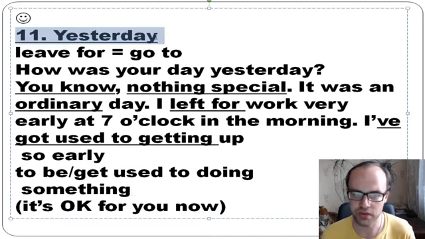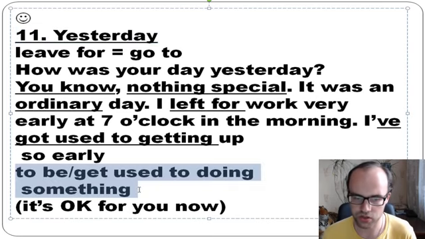So yesterday, leave for or go to. So how was your day yesterday? Nothing special. It was an ordinary day. I left for work very early at 7 o'clock in the morning. I've got used to getting up so early. So we say to be used to doing something or to get used to doing something. It's okay for you now.